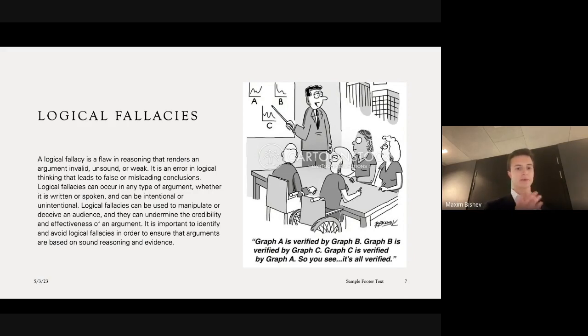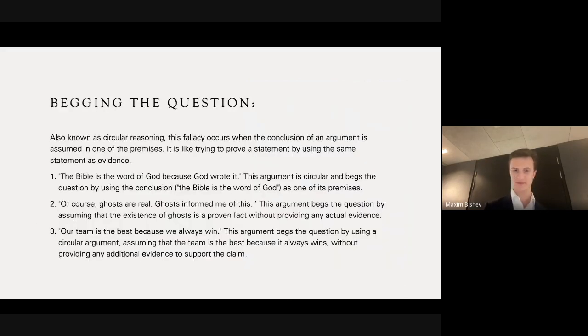Now it says here they can be spoken or written, and they can be used to manipulate or deceive an audience and undermine the credibility and effectiveness of an argument. So we're going to explore what these logical fallacies are. We're going to go through a lot of them, and that'll probably equip you to avoid them when they're used against you and avoid using them yourself. So that when somebody is arguing with you, you say, that's a red herring, that's a slippery slope. Okay, so let's move on.